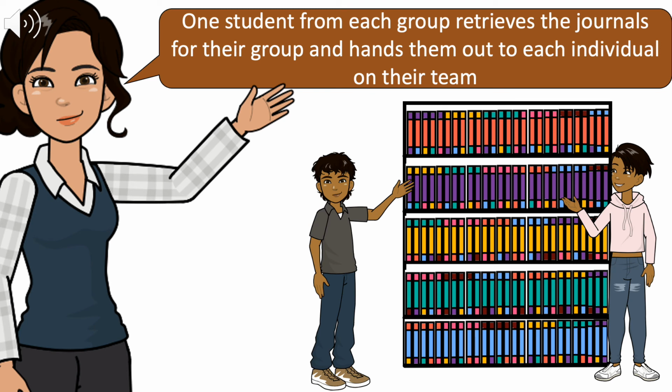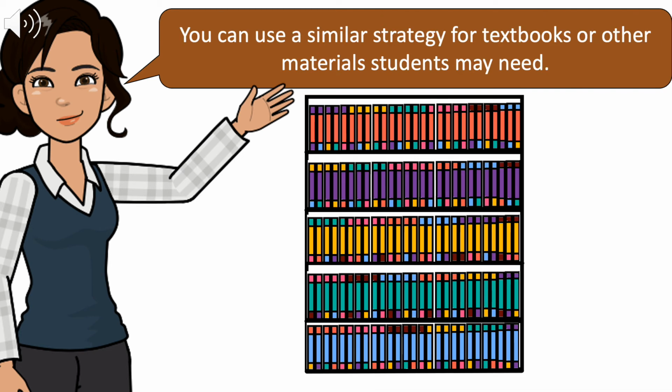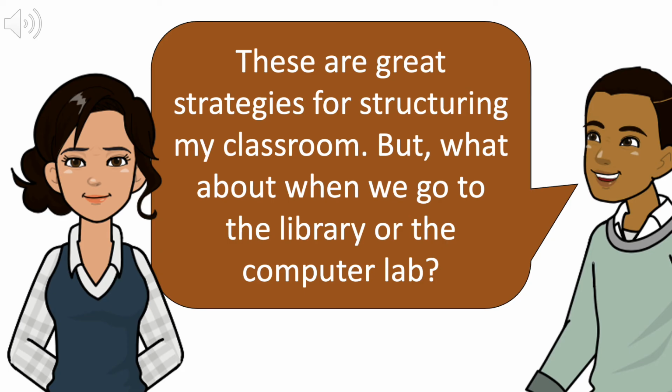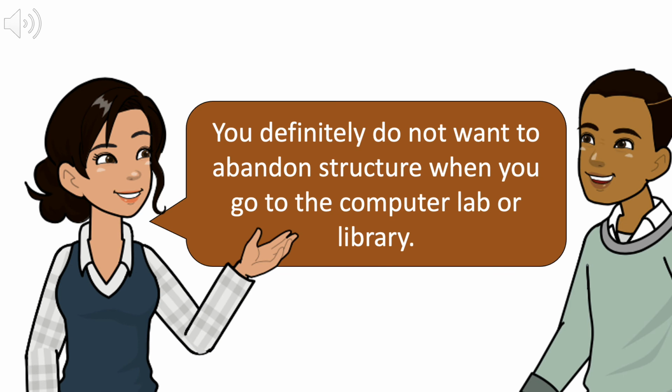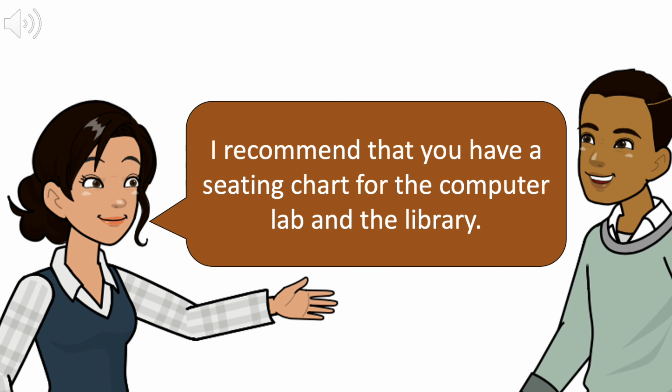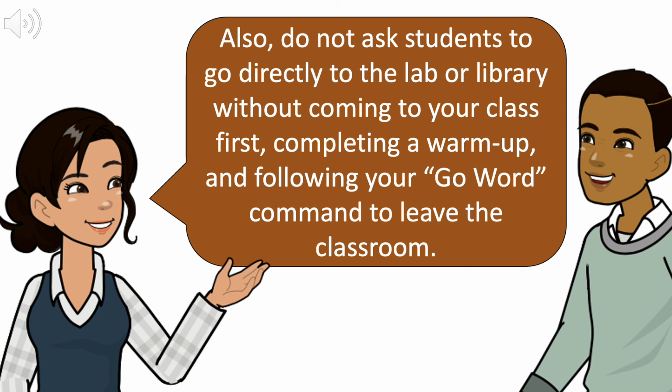One student, from each group, retrieves the journals for their group, and hands them out to each individual on their team. You can use a similar strategy for textbooks or other materials students may need. These are great strategies for structuring my classroom. But, what about when we go to the library or the computer lab? You definitely do not want to abandon structure when you go to the computer lab or library. I recommend that you have a seating chart for the computer lab in the library. Also, do not ask students to go directly to the lab or library without coming to your class first, completing a warm-up, and following your Go word command to leave the classroom.